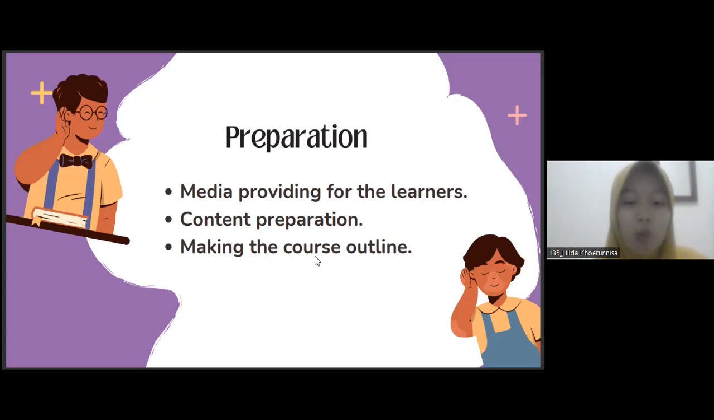And we can take one example of learning media that is easy for us to use in class. For example, we can use YouTube as a learning medium. Then second, we prepare the content, because we take YouTube as a learning medium, so we can choose content such as music videos, interviews, short stories, news, and more. And finally, we make a course outline. Maybe that's all from me. I give it back to the moderator.